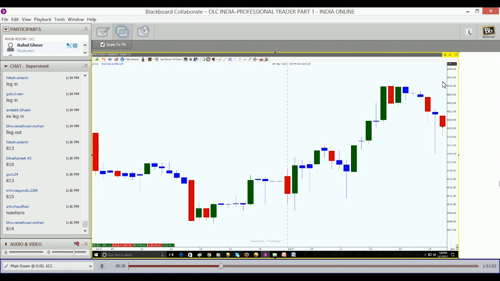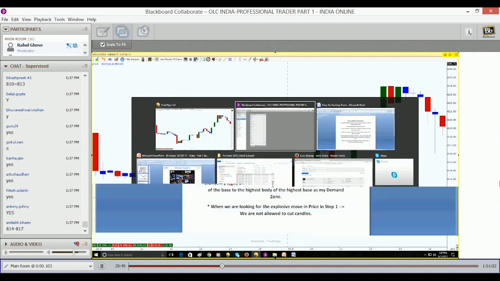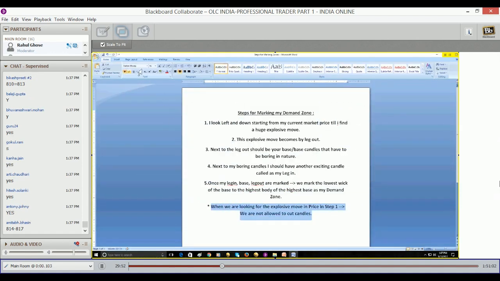Nowhere. 815, 810. Would you all agree there is a big explosive move over here? Yes or no? Now this explosive move, what is the caveat I had put while marking my zones? The caveat is that when we are looking for the explosive move in step 1, we are not allowed to cut candles. I repeat, we are not allowed to cut candles.